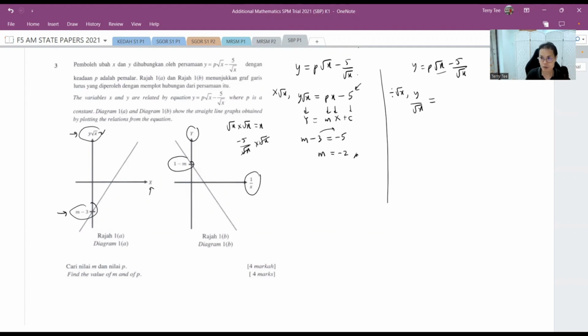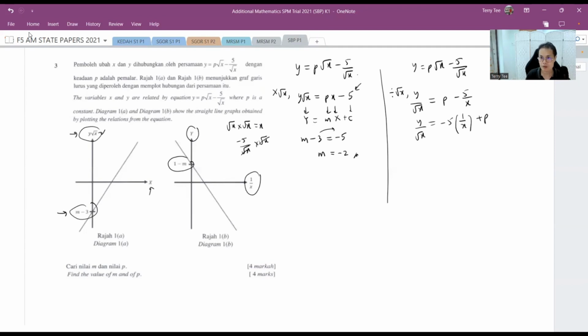Square root x divided by square root x, you can cancel out, right? So when you cancel out, you're left with b. Now that 5 over square root x, when you divide by square root x, dividing by square root x is the same as multiplying by 1 over square root x. You're multiplying them together, so you're left with 5 over x. So this is -5 over x. I would like to rearrange it and put my -5 in front, 1 over x at the back, and my y-intercept is now b.